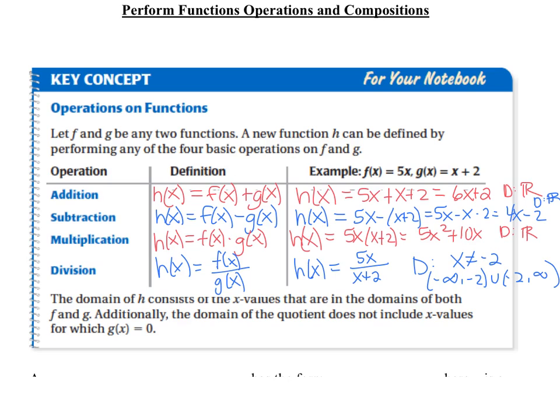And that's what the final sentence in the key concept box is referring to. The domain of h consists of the x values that are in the domains of both f and g. Additionally, the domain of the quotient does not include x values for which g of x equals 0. Because if we're dividing by it, it can't be 0.